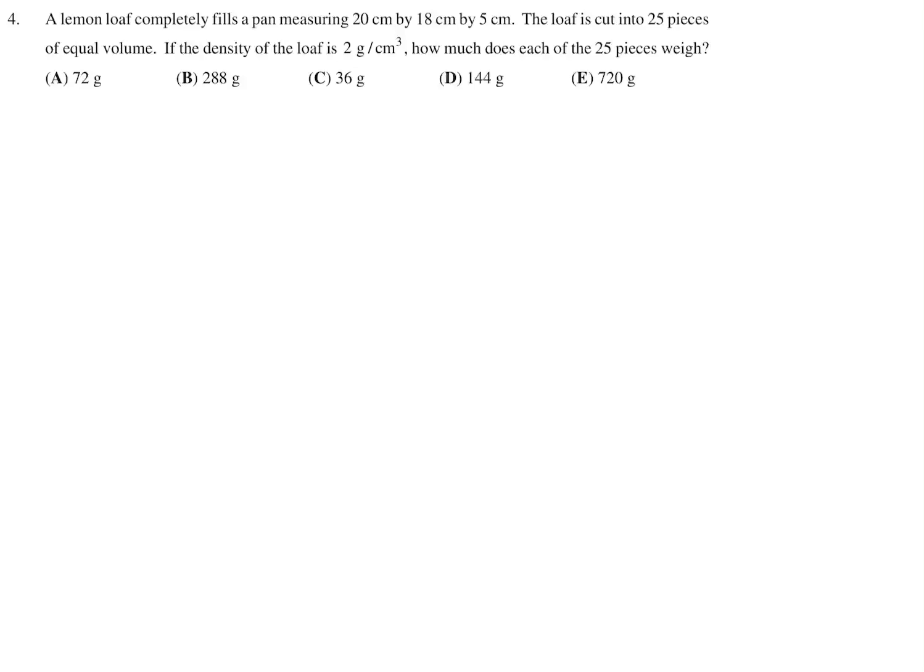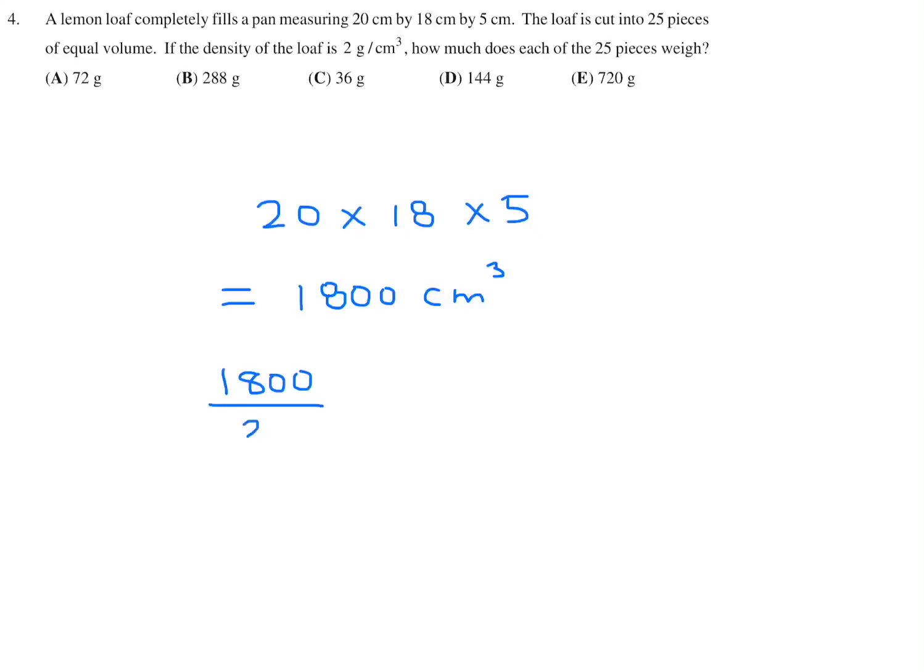A lemon loaf completely fills a pan measuring 20 by 18 by 5 centimeters. The loaf is cut into 25 pieces of equal volume. If the density of the loaf is 2 grams per centimeter cubed, how much does each of the 25 pieces weigh? So the full volume of this loaf is 20 times 18 times 5. And if you do that, you get 1800 centimeters cubed. And then they're taking this 1800 and dividing it by 25 to get 25 equal pieces. And if you do that, each of these comes to 72 centimeters cubed.